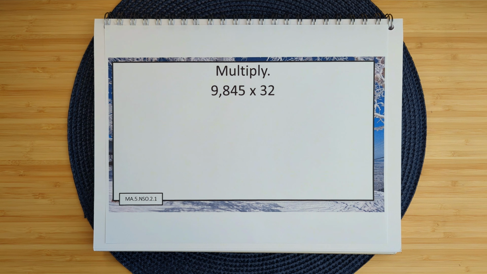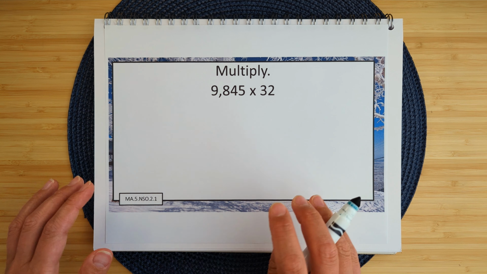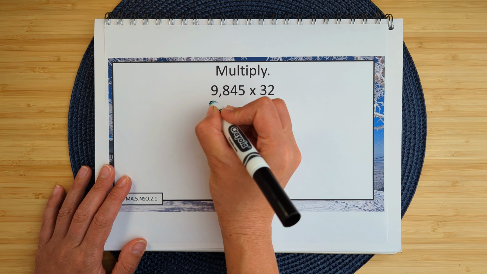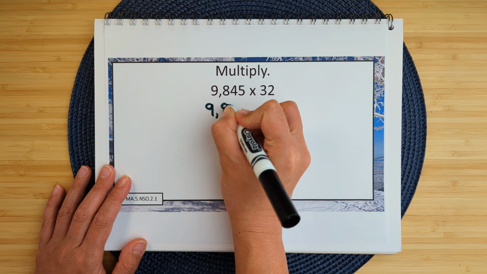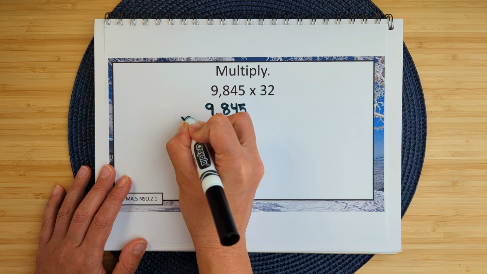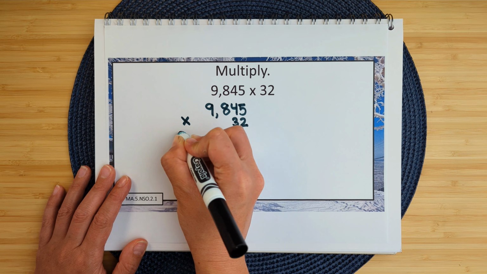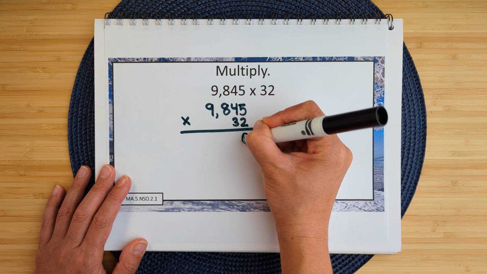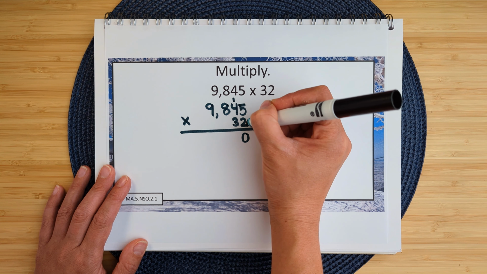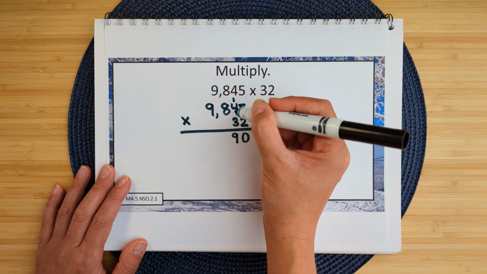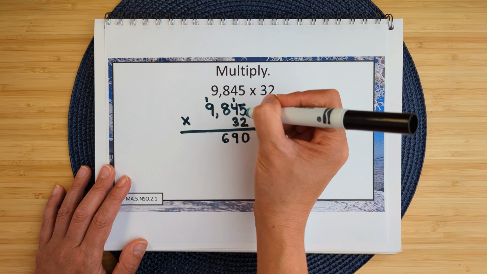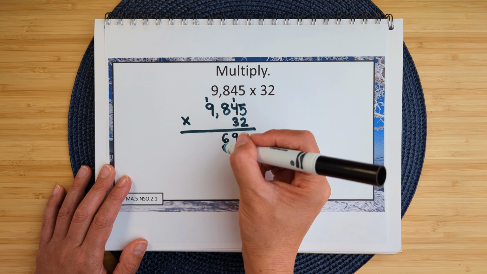All right, this is question number 6. Multiply 9,845 times 32. There are many different ways you can solve this problem, but I'm just going to use the standard algorithm. 9,845 times 32. 2 times 5 is 10. 0, regroup the 1. 4 times 2 is 8, add 1 is 9. 2 times 8 is 16. 6, regroup the 1. And then 2 times 9 is 18 plus 1 is 19.